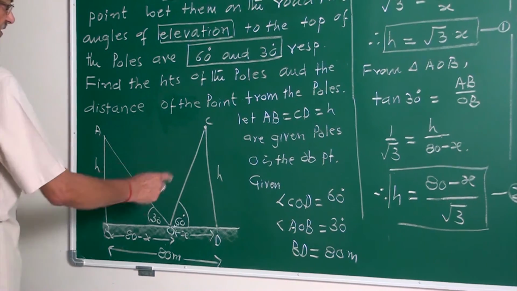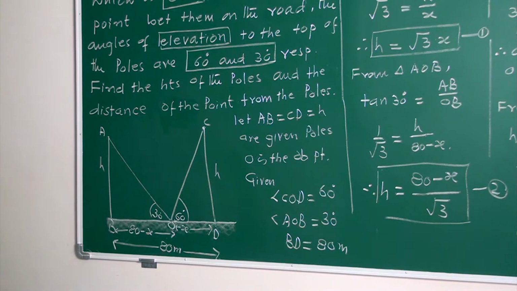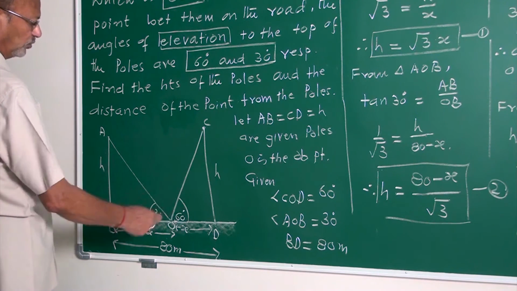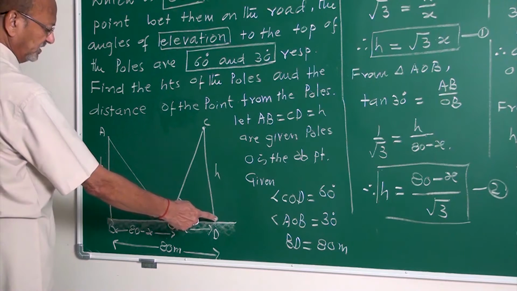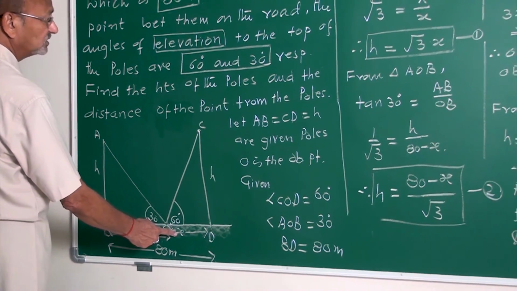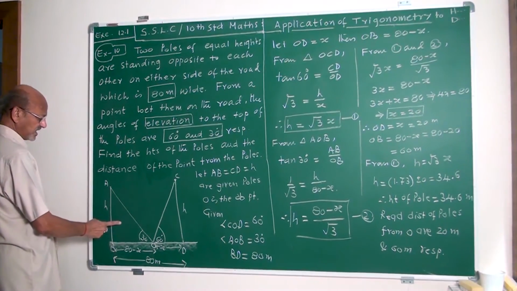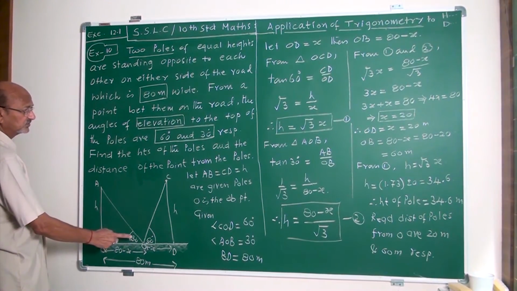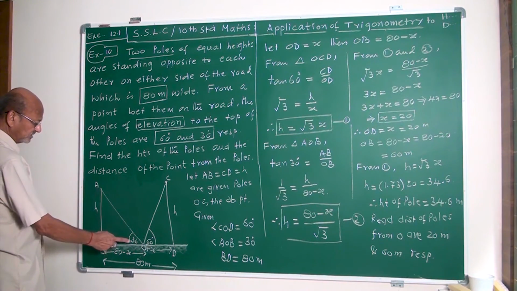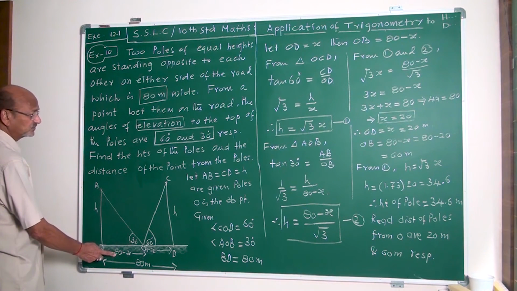Let h be the height of the given poles. O is the observing point, and these are the angles of elevation. BD is given. From the first triangle COD, tan 60 is CD upon OD, which is h upon OD, where OD is x. Therefore, the value of h is root 3 into x. From the second triangle AOB, tan 30 is opposite upon adjacent side, which is h upon 80 minus x. Solving for h, h is 80 minus x upon root 3.